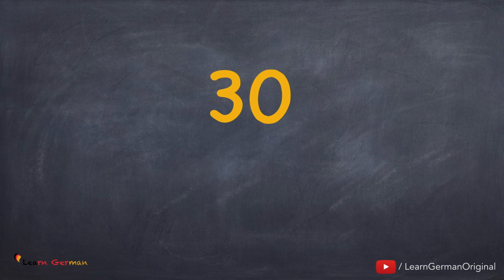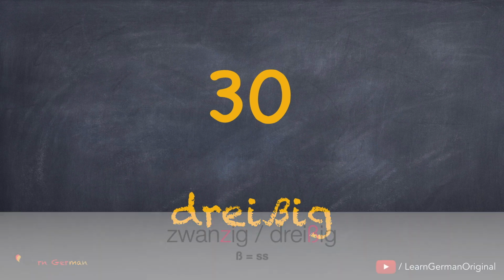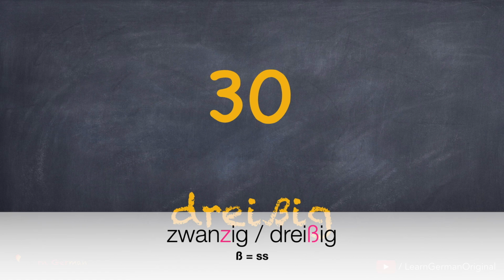The next number is 30. Once again, 30. Please note the difference in the pronunciation. 20. 30. In 30, the beta has the sound of a double S.